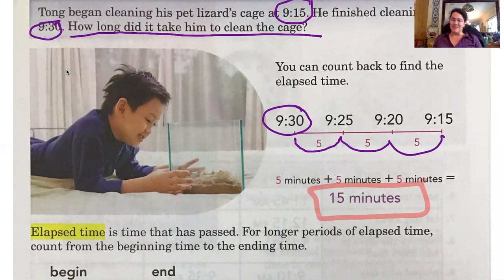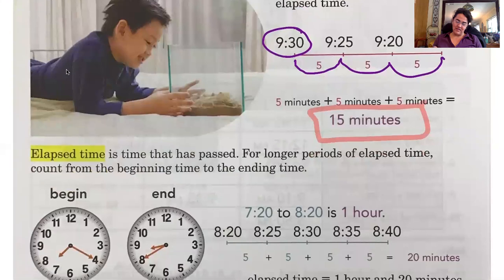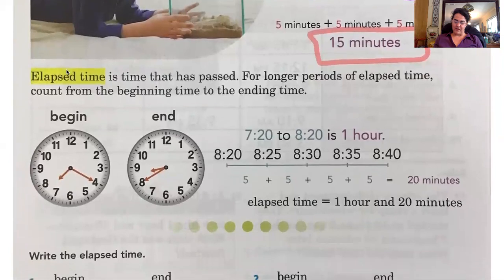All right, good job. Second graders, read for me the next sentence. What does it say, the next little part of the paper? Jacks. Elapsed time is time that has passed. For longer periods of elapsed time, count from the beginning time to the ending time. Let's go ahead and get started with our next section.